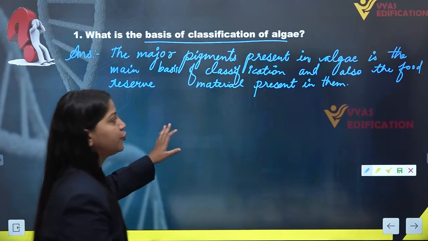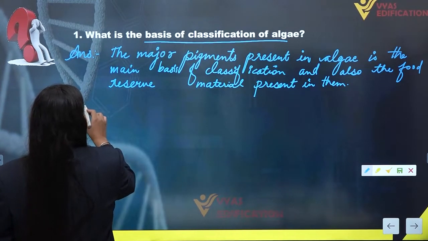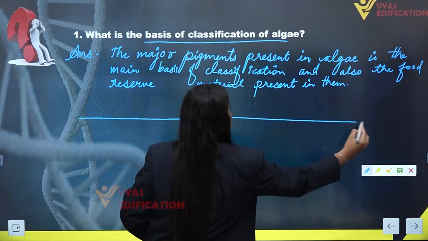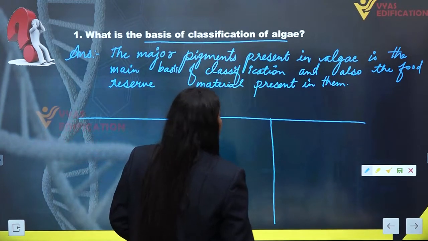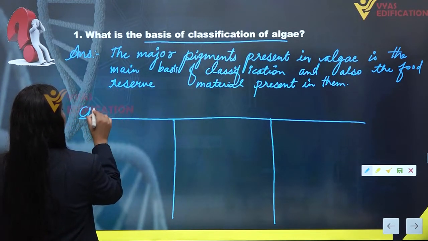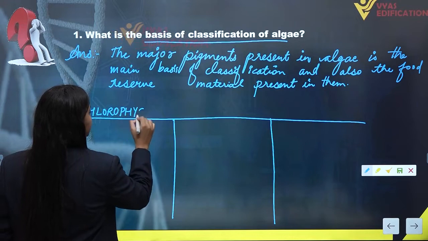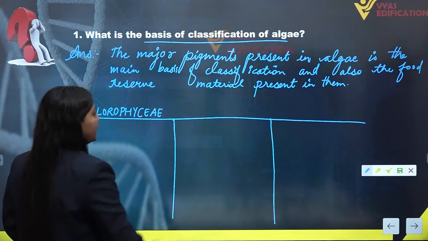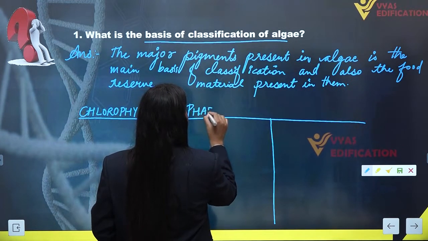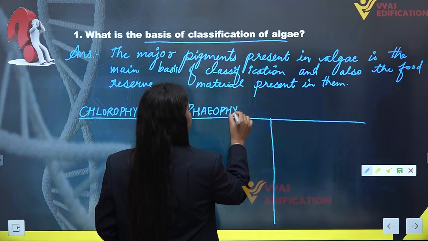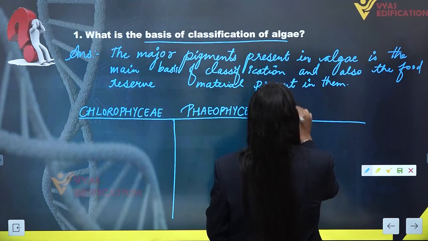Now we have three classes, three different categories of algae, which means algae is classified into three different categories such as green algae, brown algae and red algae. So let's write here Chlorophyceae, then we have brown algae, that means Phaeophyceae, and the last one we have is red algae, that means Rhodophyceae.